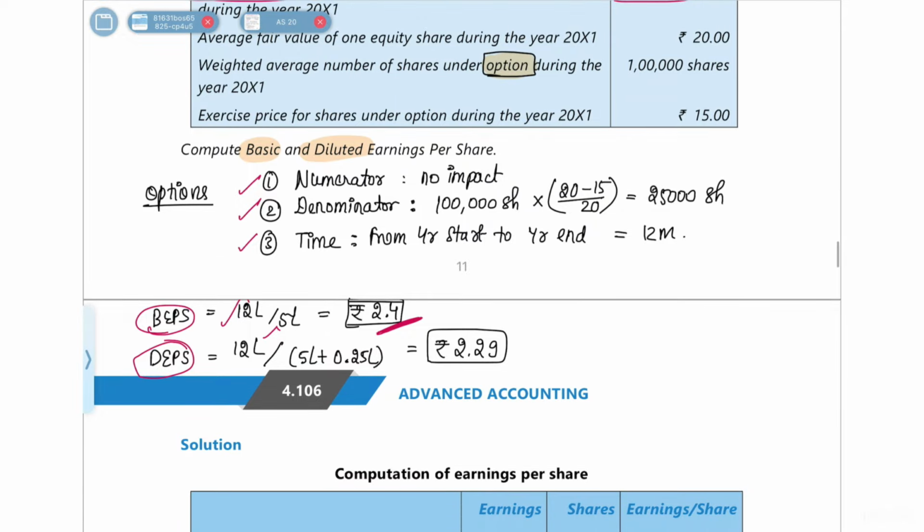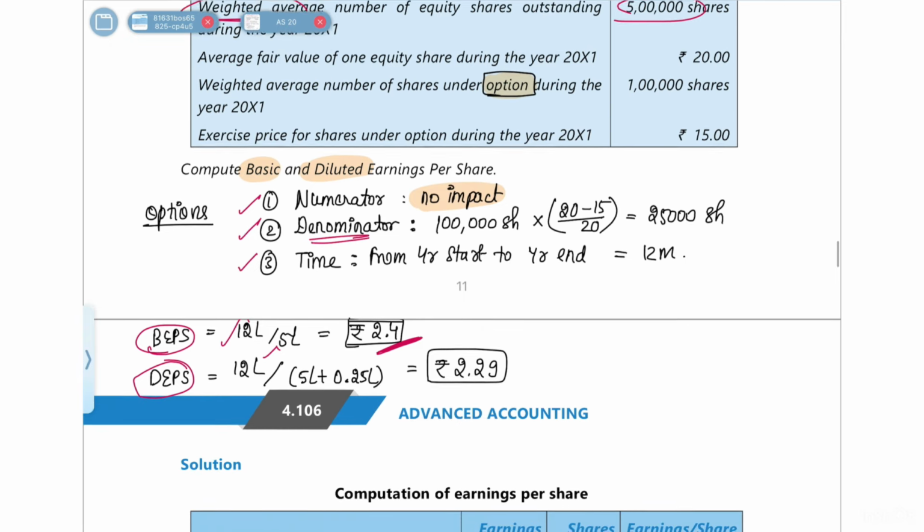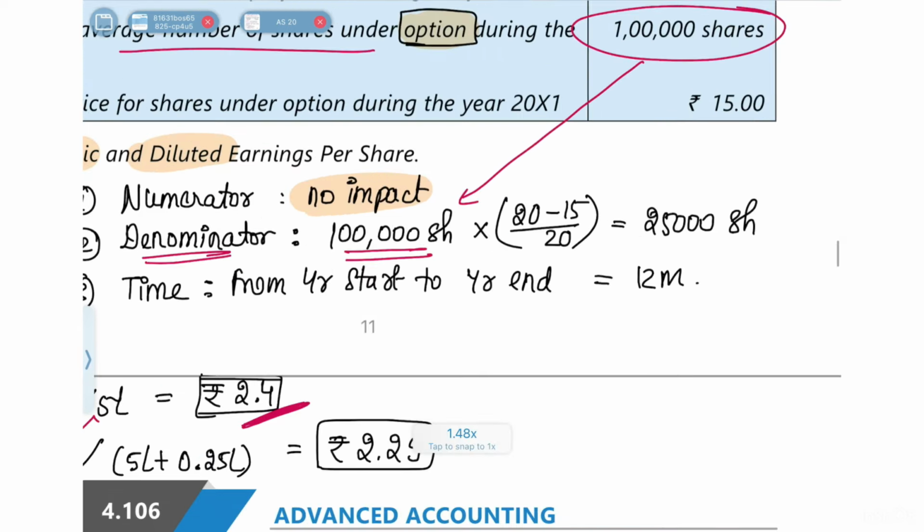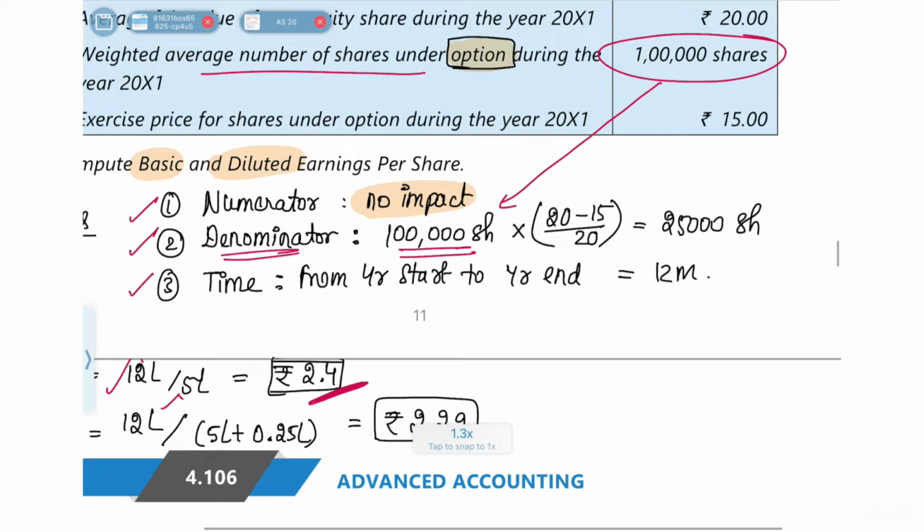Starting with the numerator, I told you that in the numerator there will be no impact. In the concept video itself, I taught you this. Now coming to the denominator, what did I tell you? See how many shares are there as potential equity shares. Here they have already given the weighted average number of shares under the options, which is 1 lakh shares. So 1 lakh shares are the potential equity shares, and then you have to multiply it by market price minus exercise price.